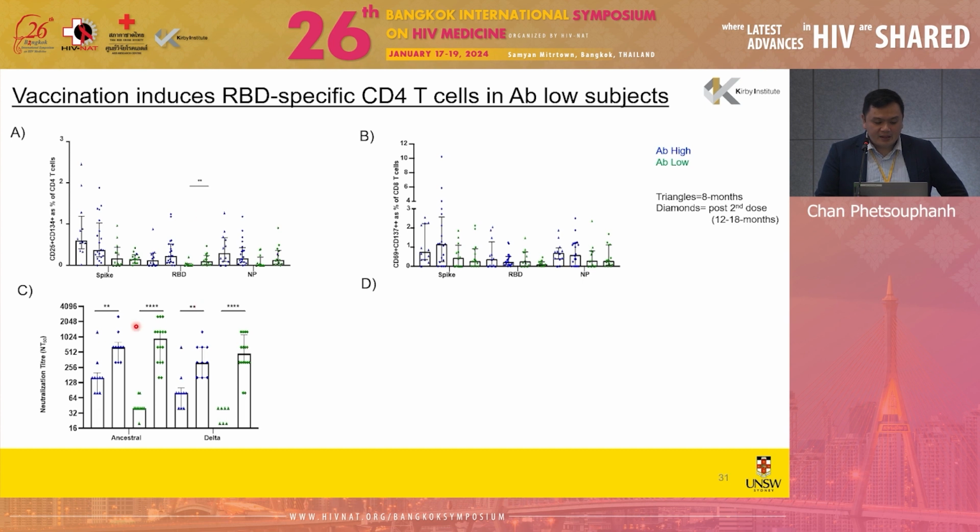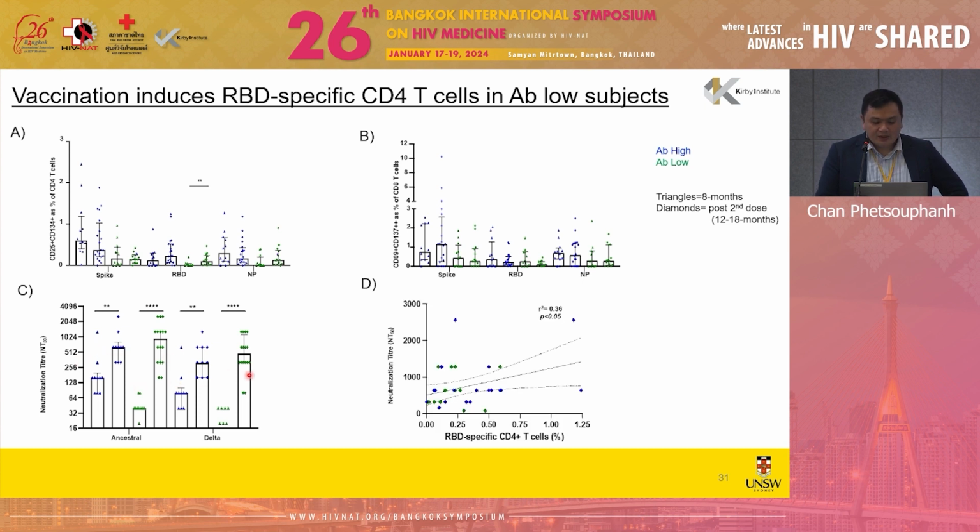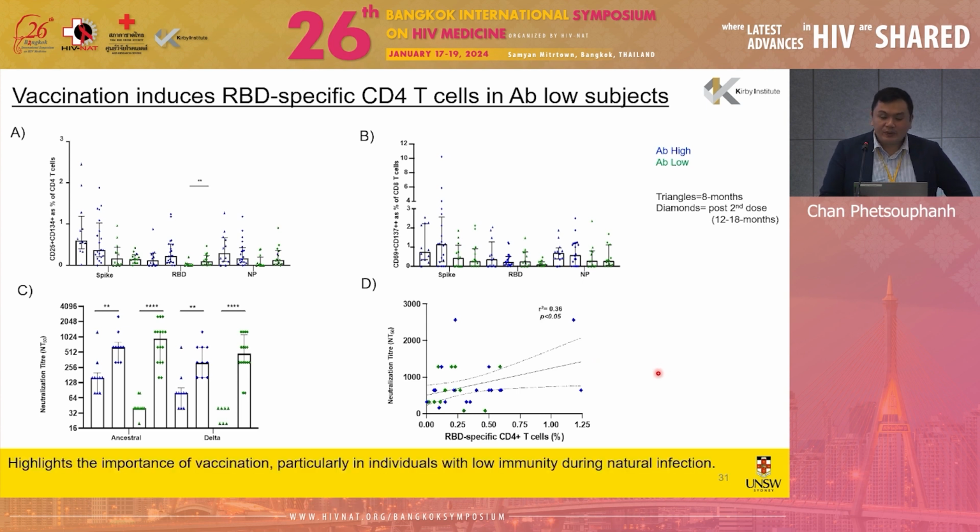And this correlates with the increase in neutralization titer after 2 doses of vaccination, either AstraZeneca or Pfizer, for antibody titers to ancestral and delta. And when we correlate RBD-specific CD4 responses to neutralization titer, we saw a positive correlation. So this highlights the importance of vaccination, particularly in individuals with low immunity during natural infection. We can't assume that everybody's going to get the same level of immunity once they've been infected.